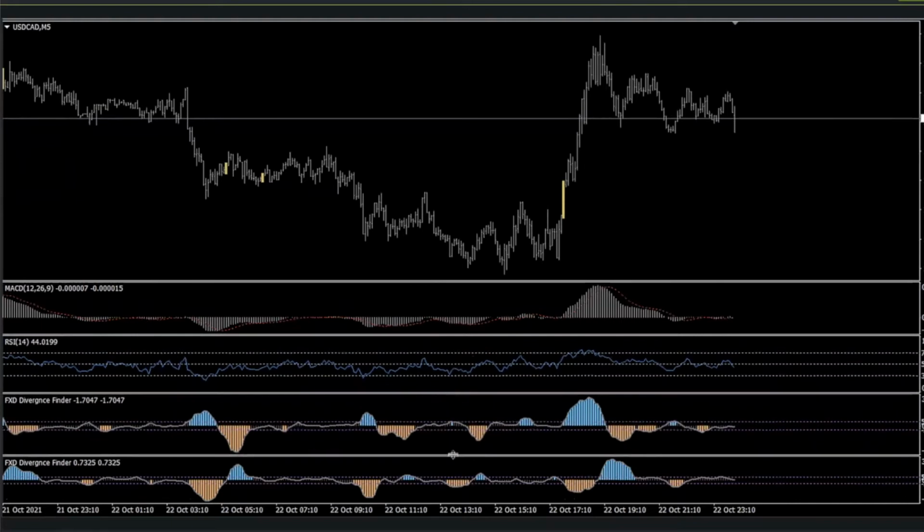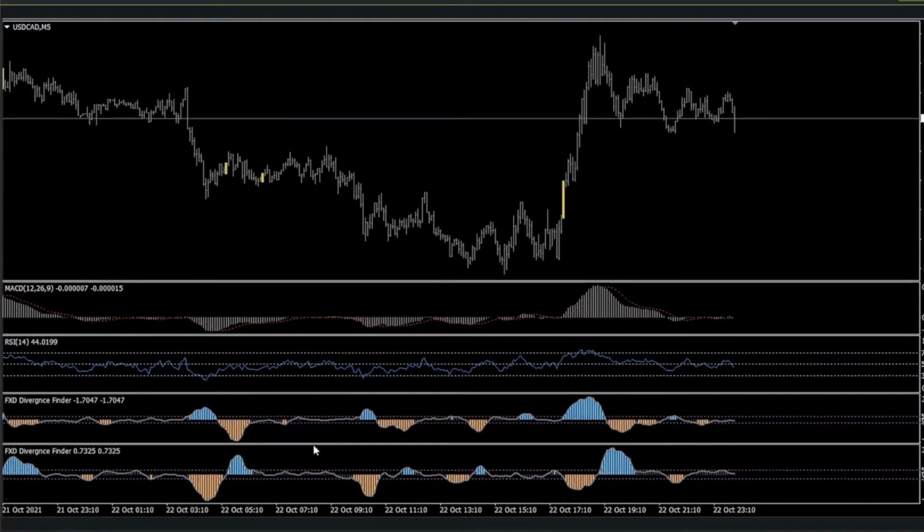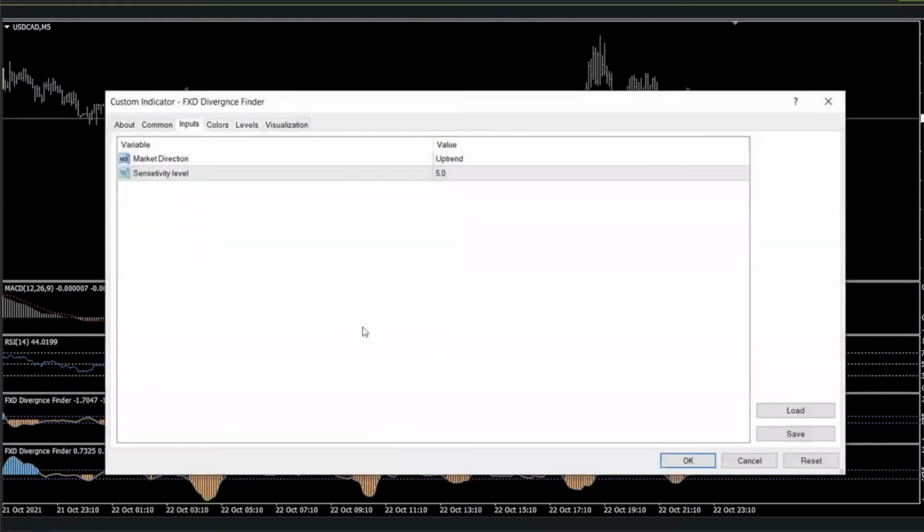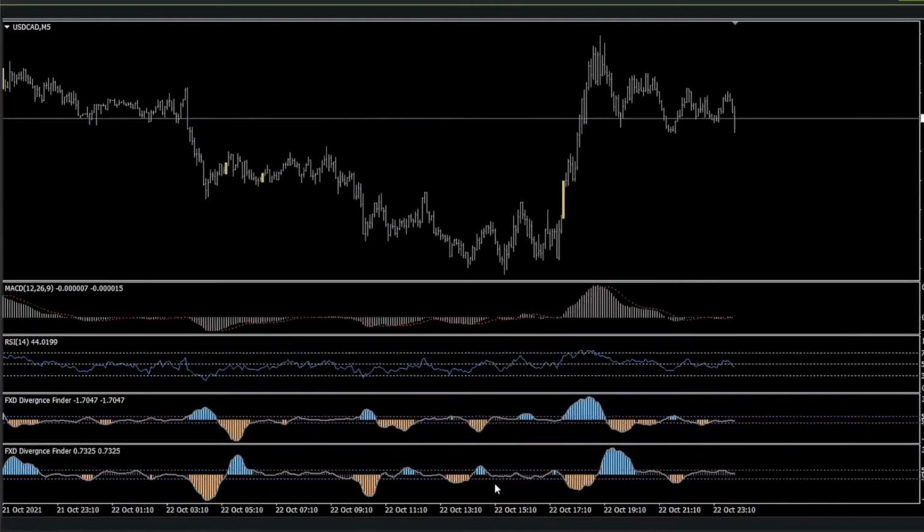Okay, now for this divergence indicator finder, we have to put two instances of the indicator, one for an uptrend, as you can see, and the second one for the downtrend. Now, this is important because usually the MACD will only give the same calculation and the same weight for uptrends and downtrends, and the RSI as well. Whereas this one, it will show us more clear signals for an uptrend and a downtrend.